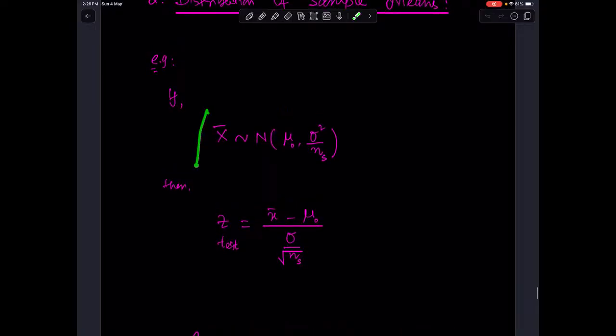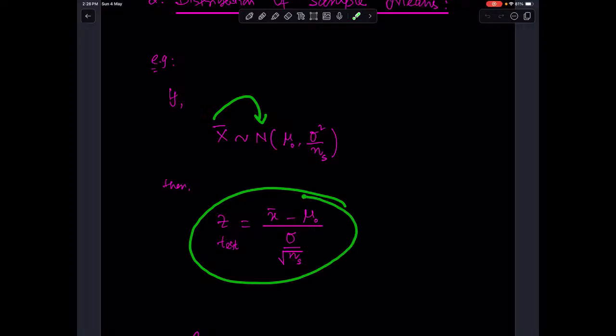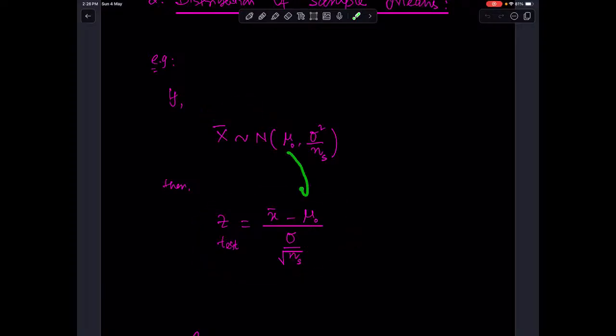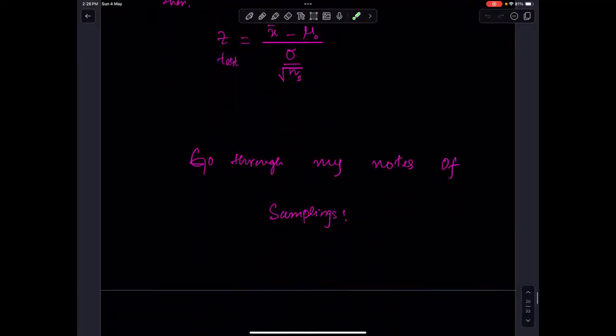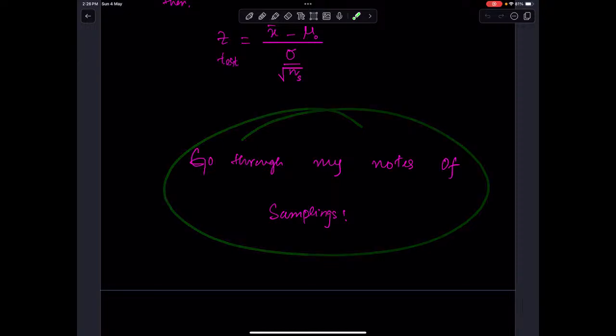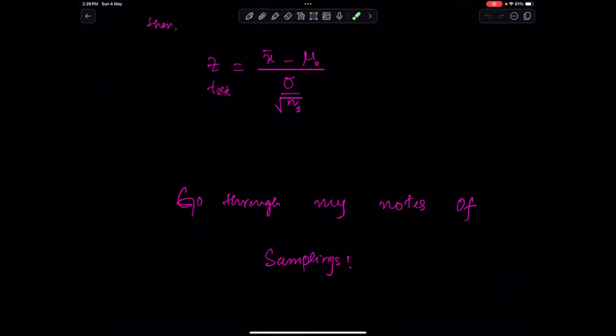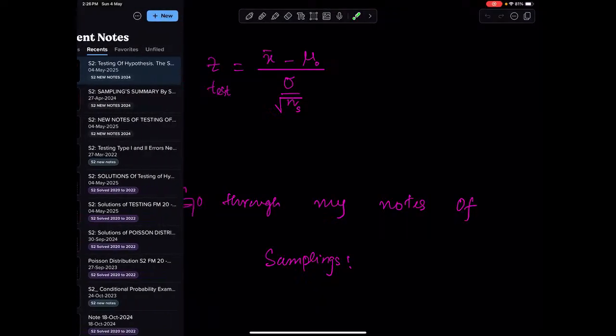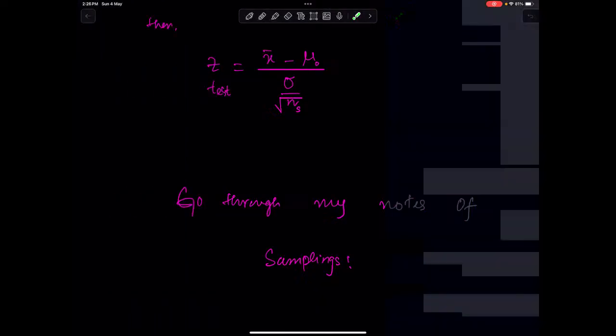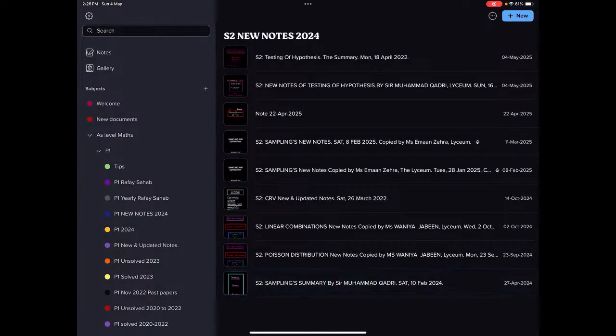If the distribution of sample mean is normal, this is the formula of z-test. You just need to write mu naught here and this in square root. The square root of this is sigma upon square root of n. Go through my notes of sampling. Okay, that's it. This is the review. Now, let me discuss important questions of testing of hypothesis.